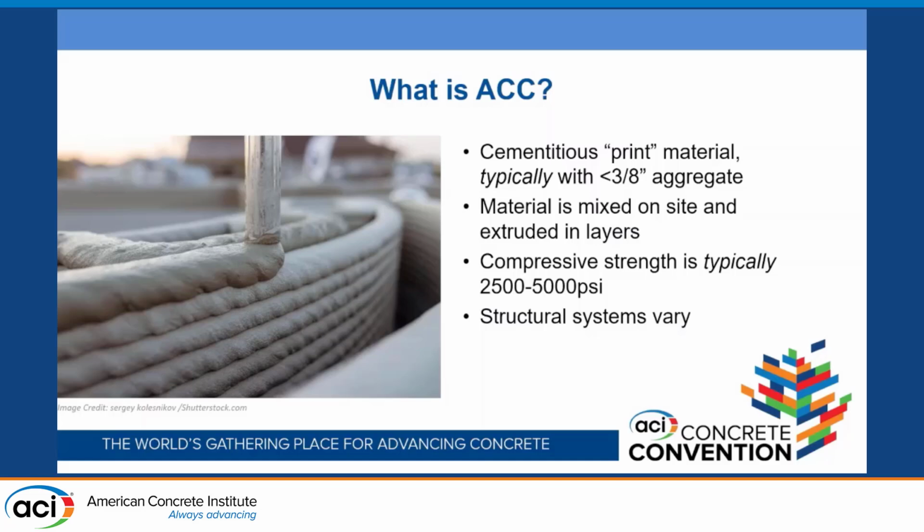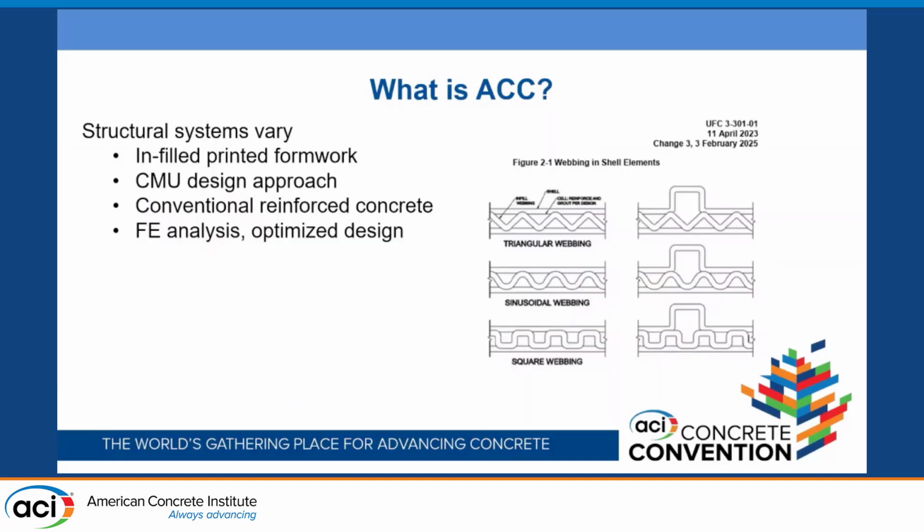Typically, this material is a small aggregate material, less than 3/8 inch in diameter, emphasis on typically because there's a lot of different things happening. The material is usually mixed on site and then extruded in layers. That's where you get the additive from. It's adding on top of each other. Compressive strength is usually between 2,500 and 5,000 PSI, and the structural systems are all over the board. Emphasis on typically lower strength, typically smaller aggregate, but we get a lot of different things because the technology is still maturing. So structural systems, like I said, are all over the board.